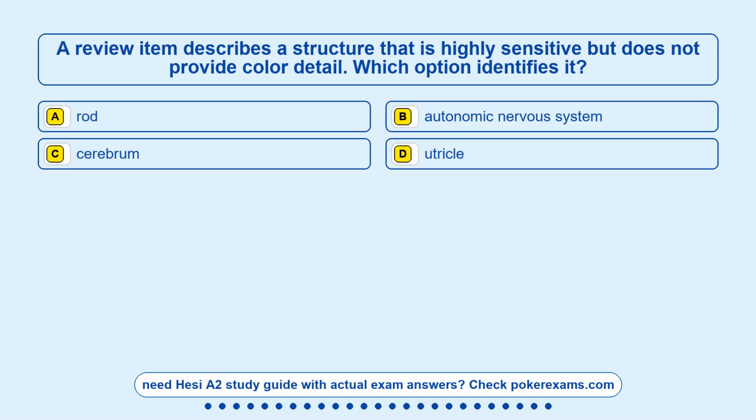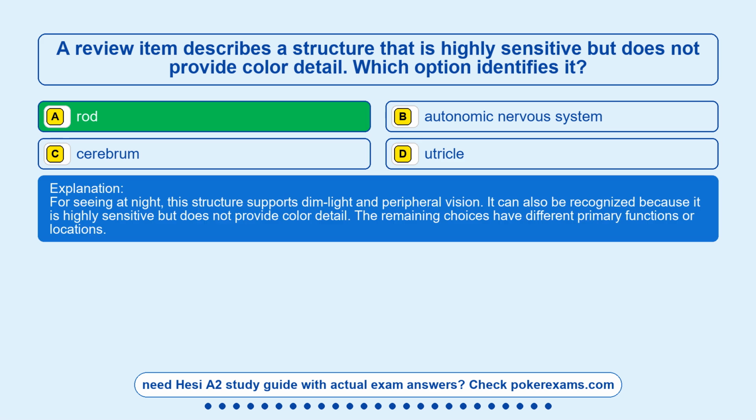Question 10. A review item describes a structure that is highly sensitive but does not provide color detail. Which option identifies it? Option A, rod. Option B, autonomic nervous system. Option C, cerebrum. Option D, utricle. The correct answer is option A, rod.